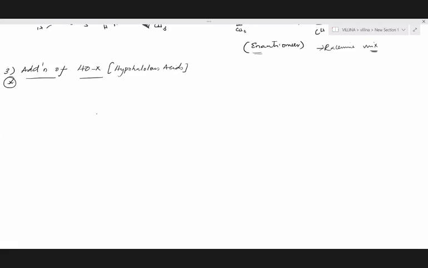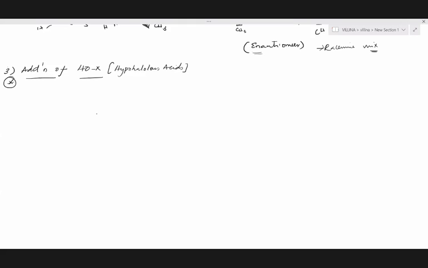Okay. So those who are done writing, can keep the heading as addition of HOX, that is hypohalous acids. This part is also important, the one which we are about to deal with. They asked this even in previous mains, in JEE Mains. I don't remember the exact year, but they have asked.